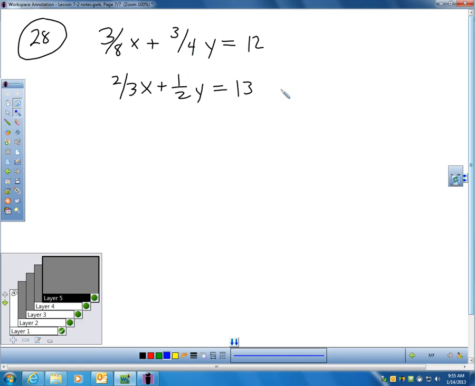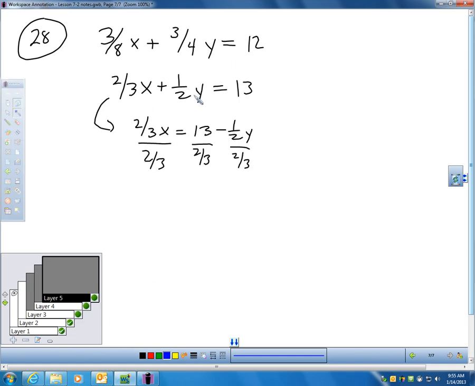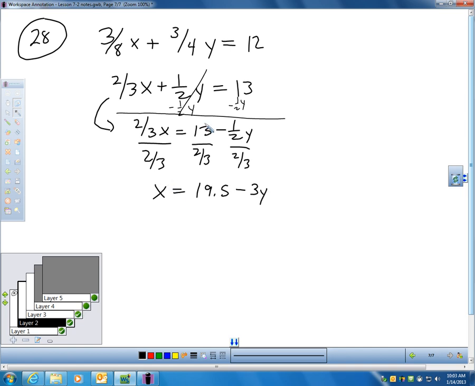Okay? One last problem to do here, 28. Now this one's a little bit uglier, as you can see. This doesn't look nice at all. I want to substitute here, and there isn't any easy way to get y or x by itself, so I think what I'm going to do is try to get x by itself in this equation, so I decided to take away half y from each side. This is where substitution can get a little messy because I don't have an easy way to get x or y by itself, so I took away half y from each side, and you'll notice I get 2/3 x equals 13 minus half y. I divided everything by 2/3, and I used my calculator.